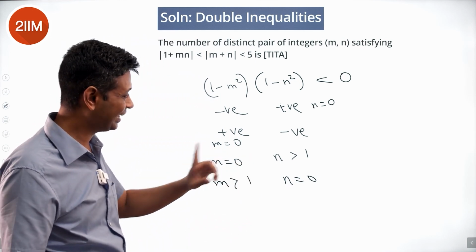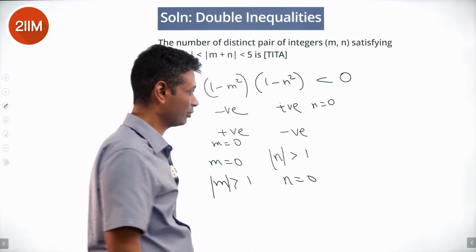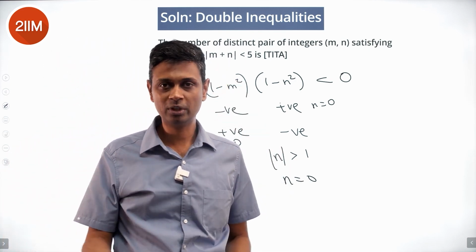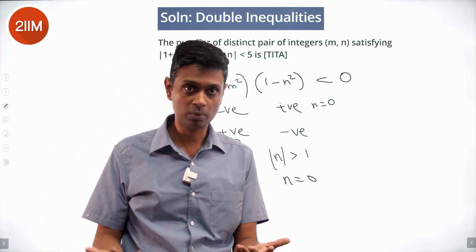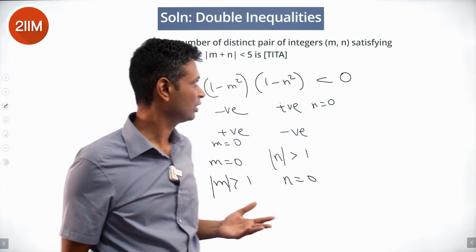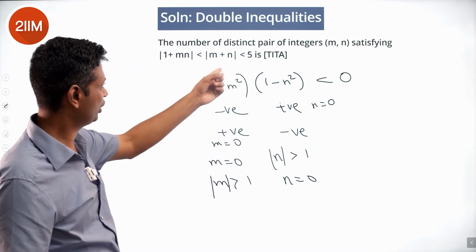It's not n greater than 1. This is mod n greater than 1, mod m greater than 1, because we're talking about n square. So plus 1 works and minus 1 works? Plus and minus 1 will not work. Plus 2 and minus 2 will work. Modulus of m plus n less than 5. This is an interesting thing.